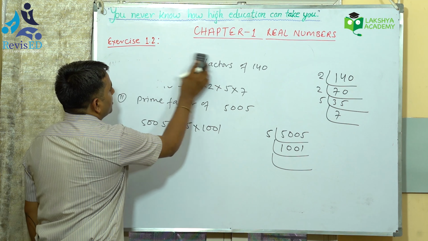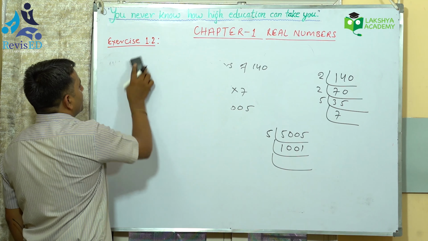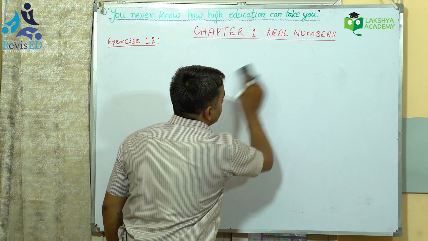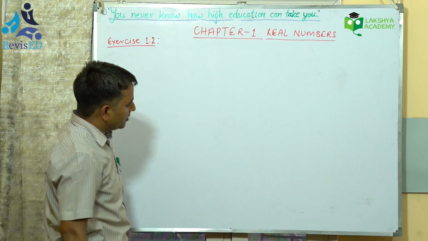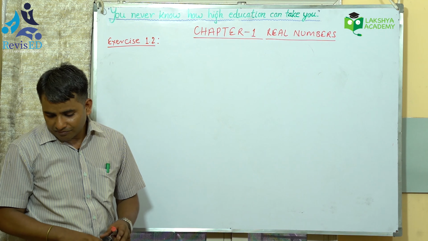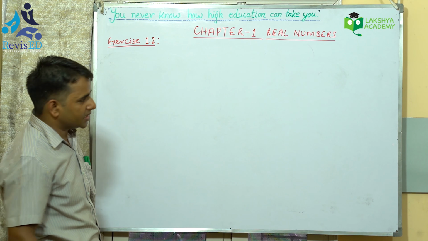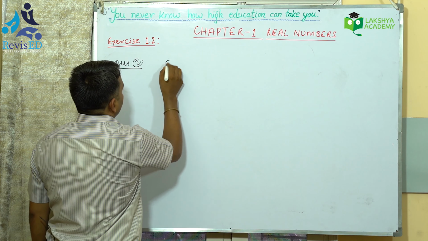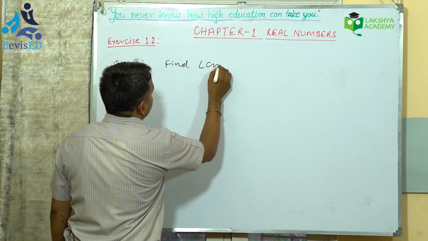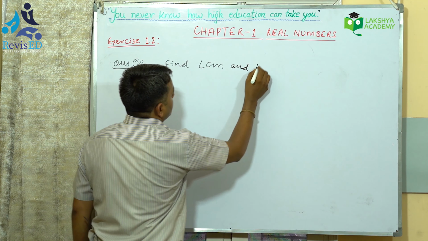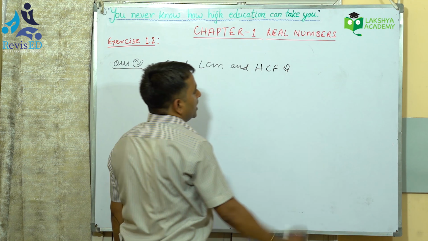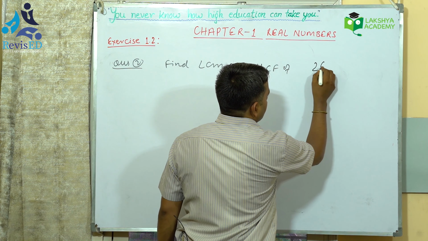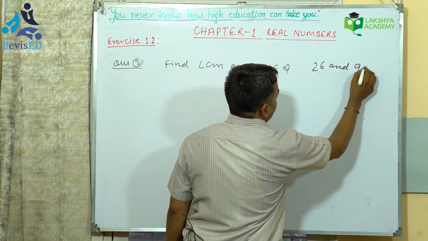Now see the application of the prime factors. The application of the prime factors is to find the HCF of numbers and to find the LCM of numbers, which we have learned in our previous classes also. For example, we need to find the LCM and HCF of, say, take the smaller numbers 26 and 91.